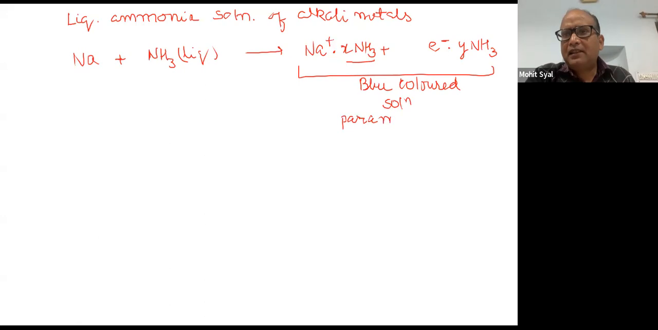Paramagnetic means attracted by the magnet. Diamagnetic means not attracted by the magnet. So these are paramagnetic solutions. They are magnetic in nature. They are attracted by the magnetic field because of the presence of unpaired electrons. And this Na plus is there.